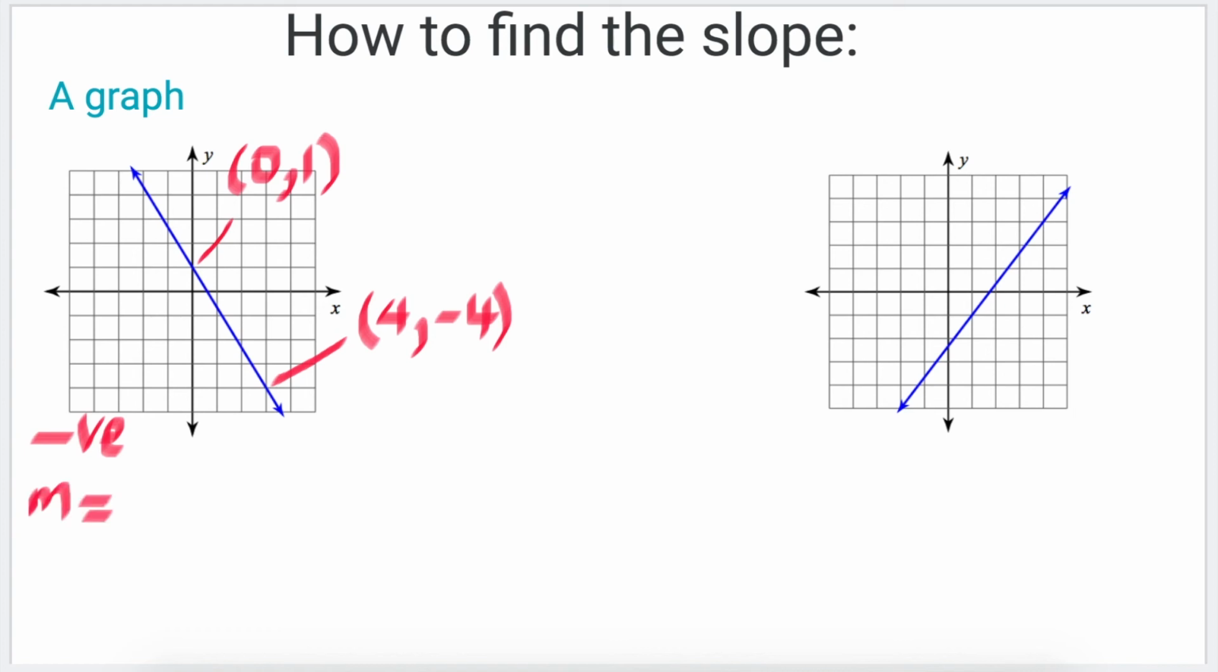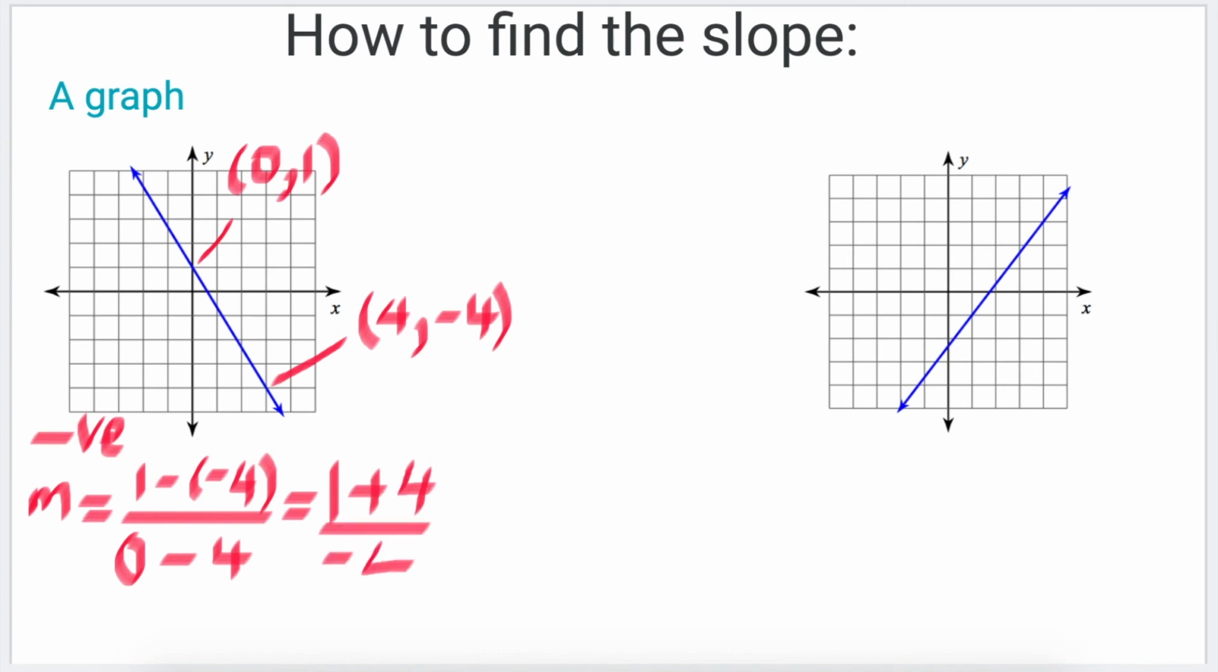M is equal to 1 minus 4, that's the vertical change, and 0 minus 4, which is the horizontal change. In the numerator, those two negative signs combine to make a positive, so 1 plus 4, and in the denominator, we just get -4. In the numerator, when you add those two numbers, you get a 5, and in the denominator, you remain with a -4. This fraction here is a negative number, so that confirms that the slope of this line is negative, which is 5 over -4.